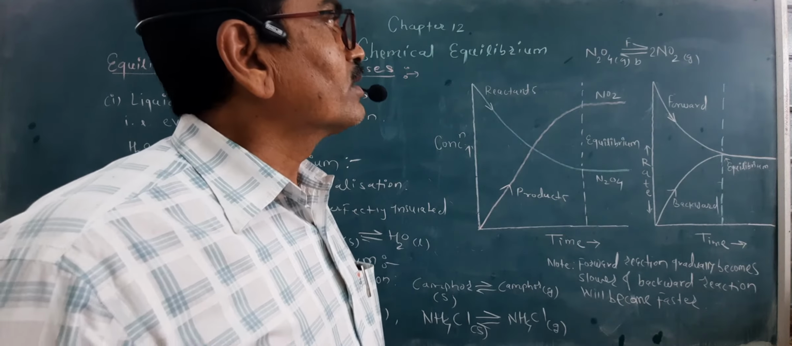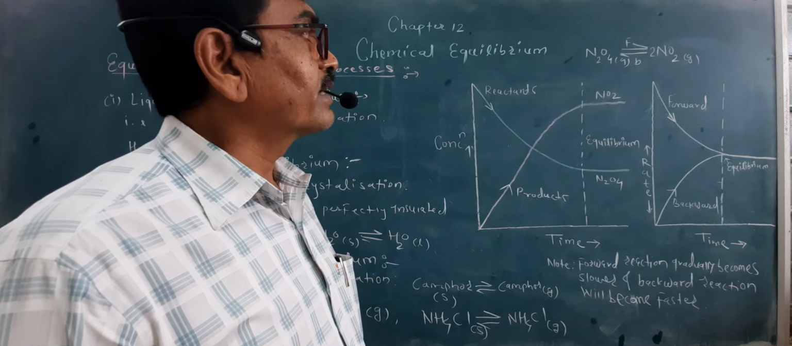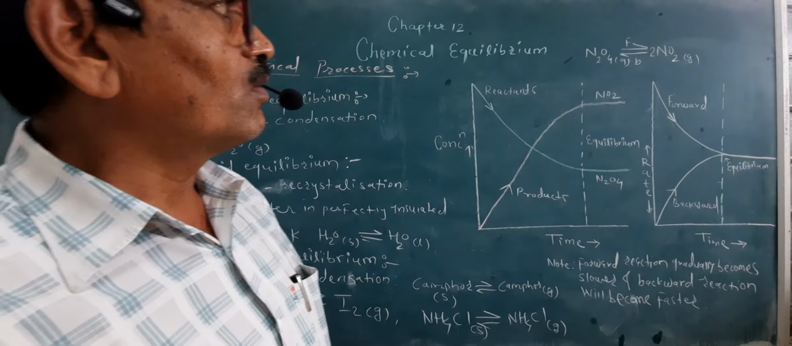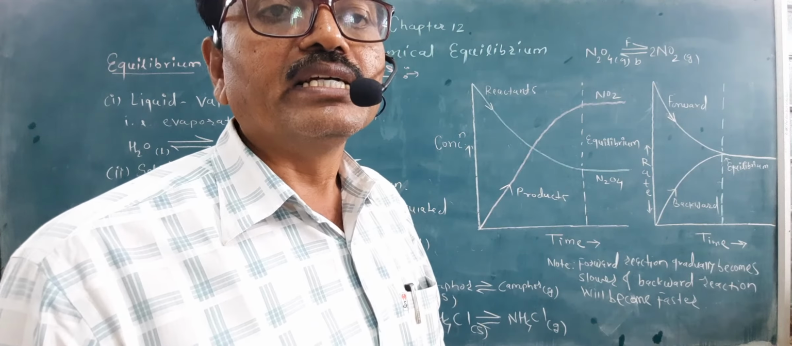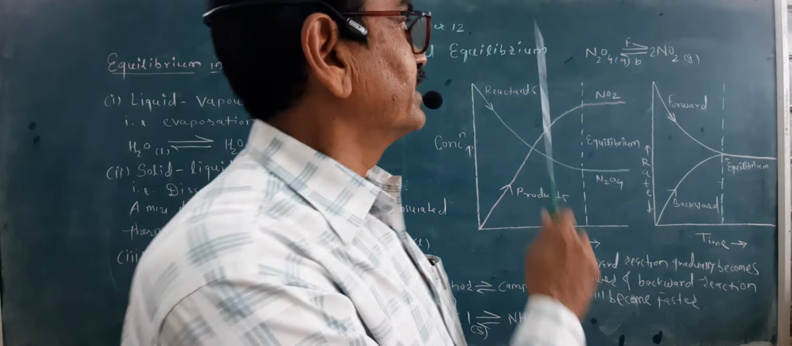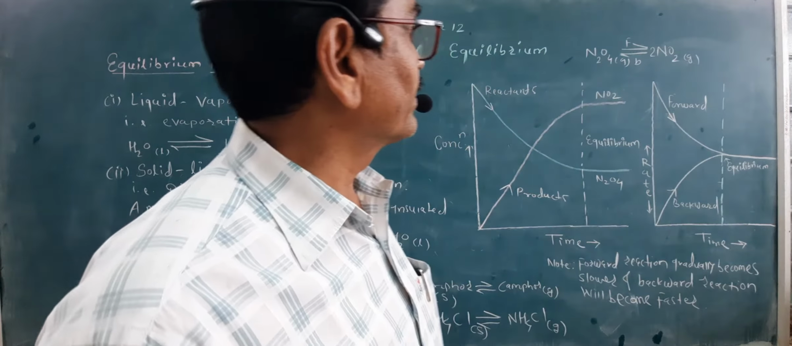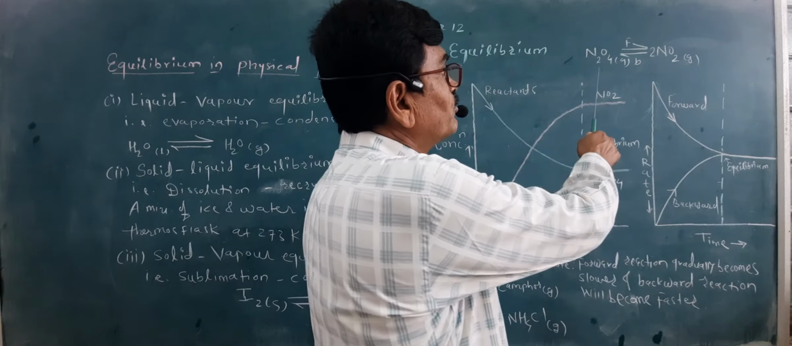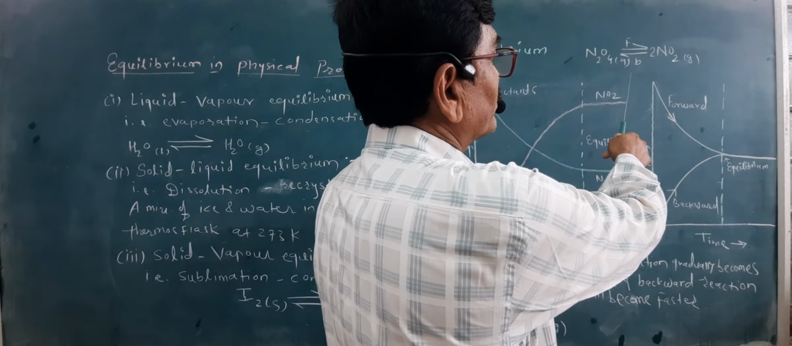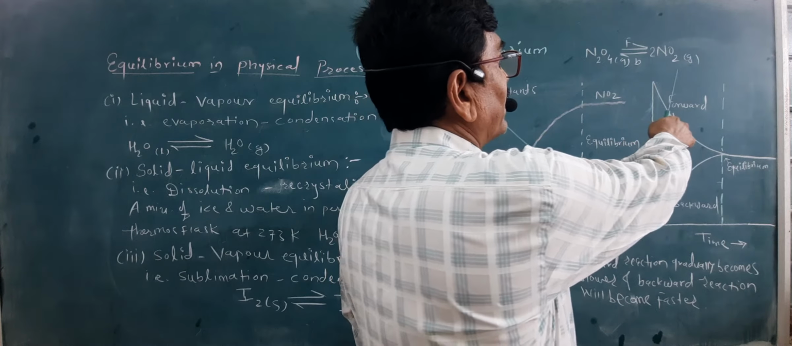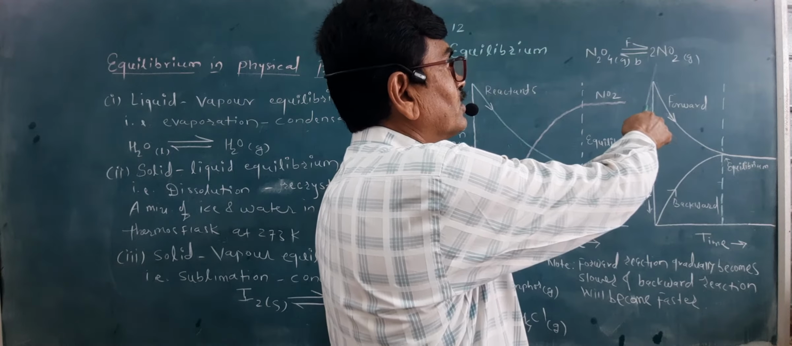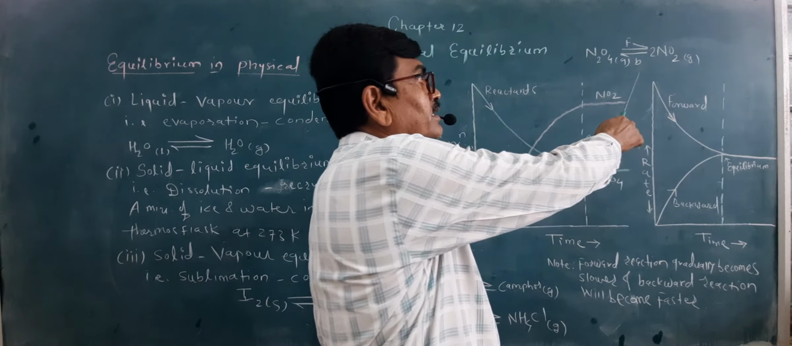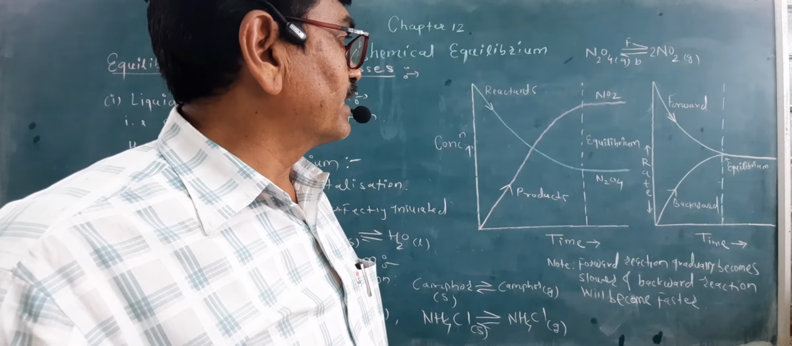Here we will see the graphical representation of a chemical reaction in which a chemical equilibrium exists. Let us see the decomposition of N2O4 into nitrogen dioxide. This is an example of a reversible reaction, and in this case chemical equilibrium is observed.